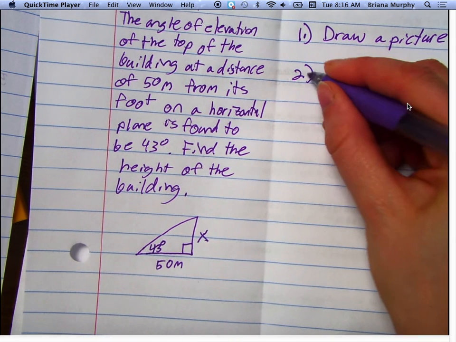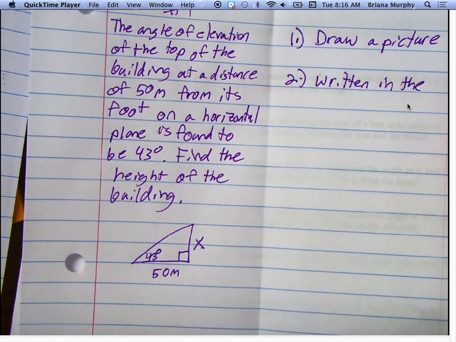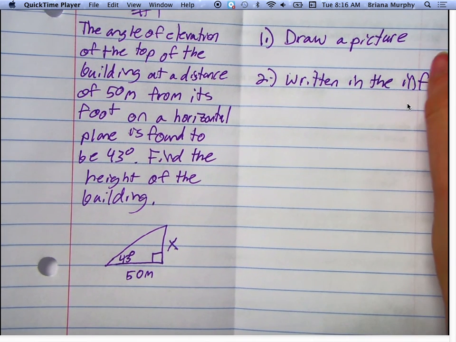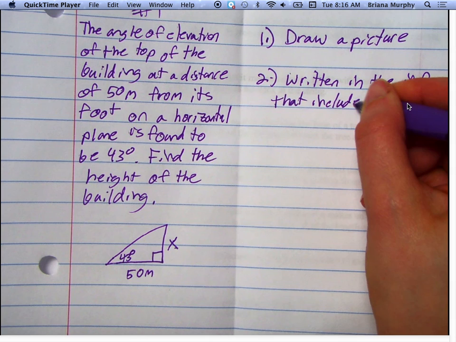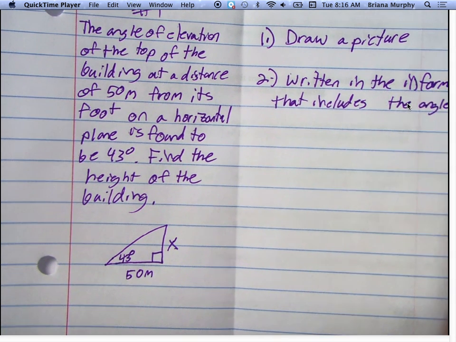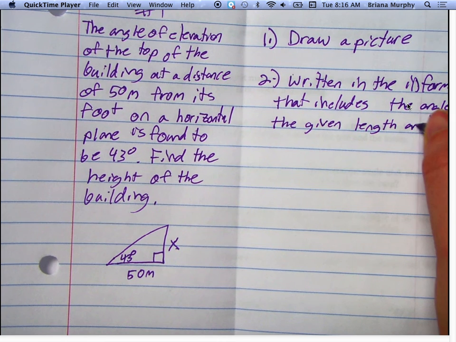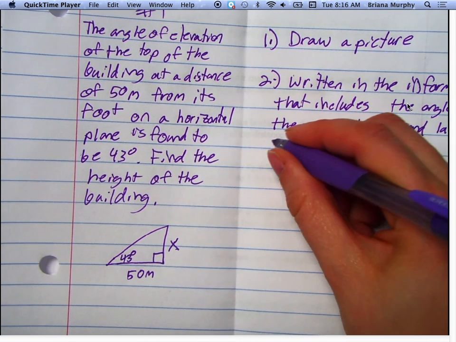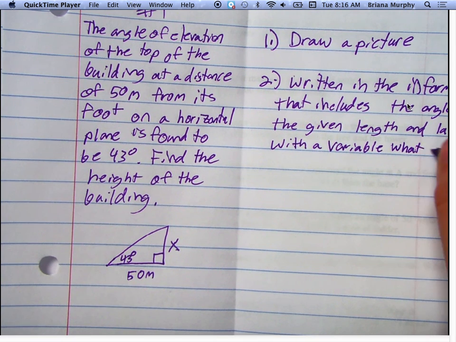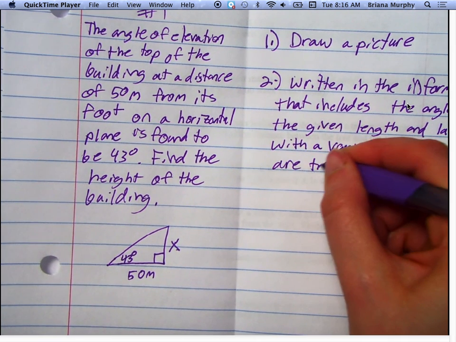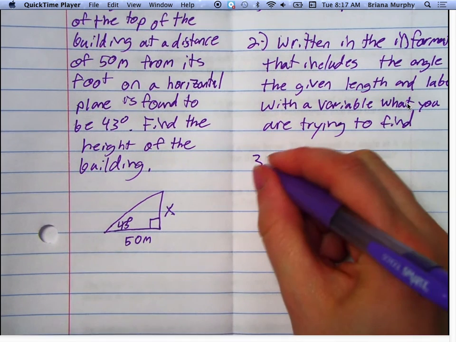My second step is to draw in the information, write in the information. I'm going to put in there that includes the angle, the given lengths, and label with a variable what you're trying to find. Once I have that stuff, what's my third step? What do I do now?